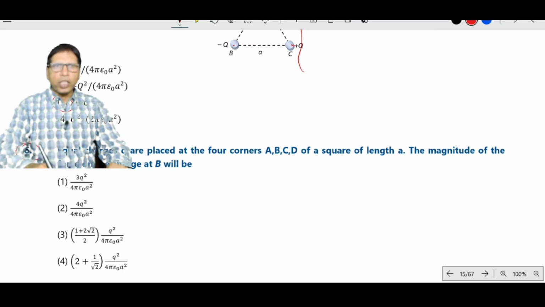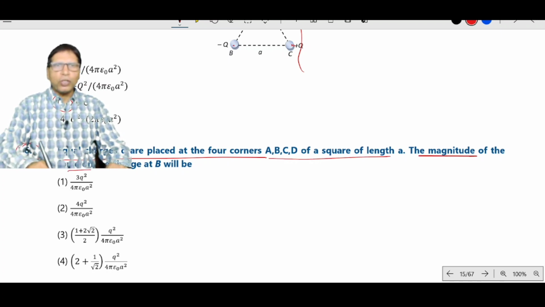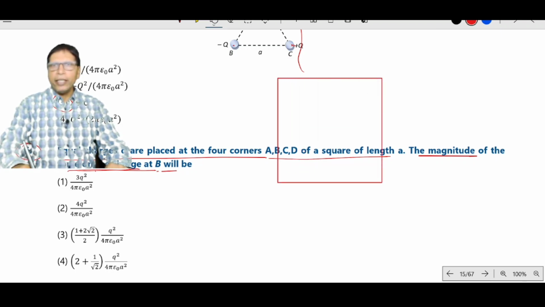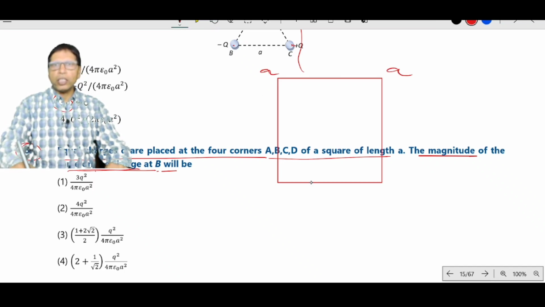Now look at question number 6. Equal charges Q are placed at the four corners ABCD of a square of length A. The magnitude of force on the charge at B will be. Look at this. This is a square. Here the charges are placed. This is the Q, this is the Q, this is the Q, this is the Q. Okay, no problem.